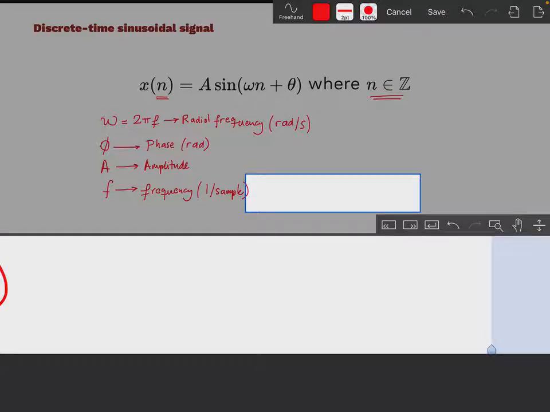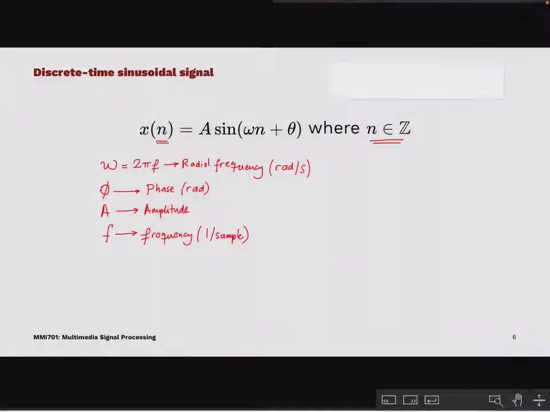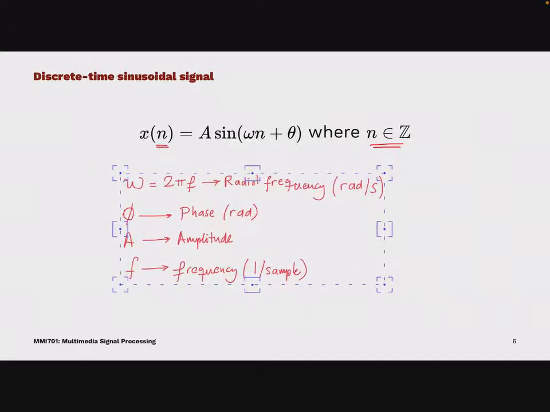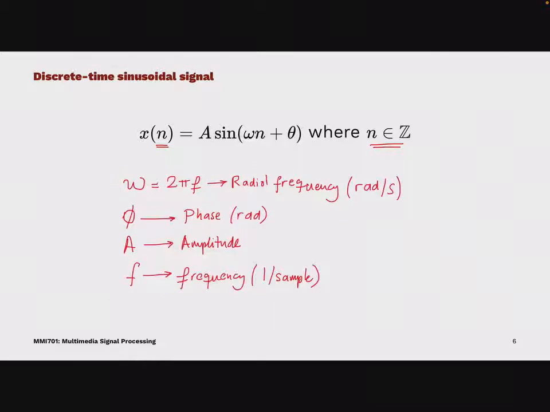And again, please do remember that the time index n is an integer. So it's important to know.